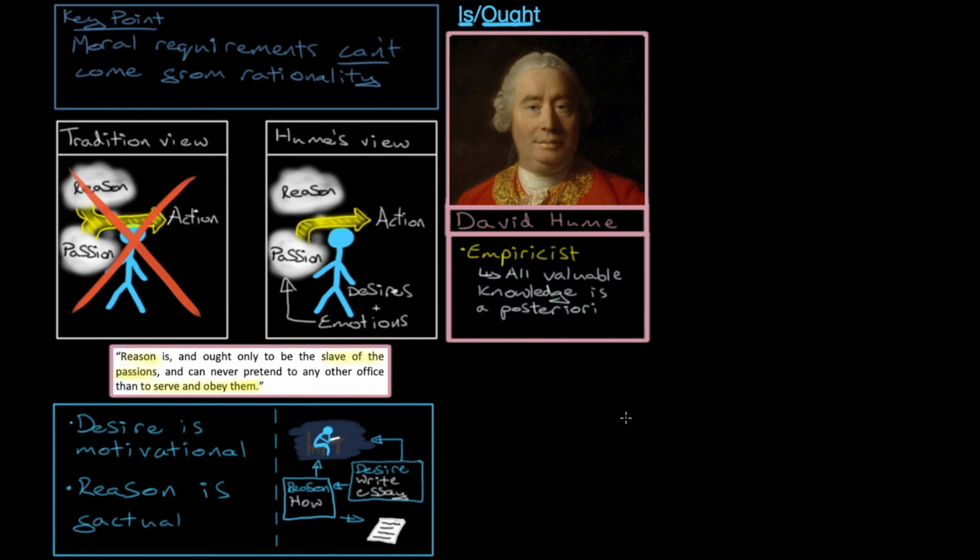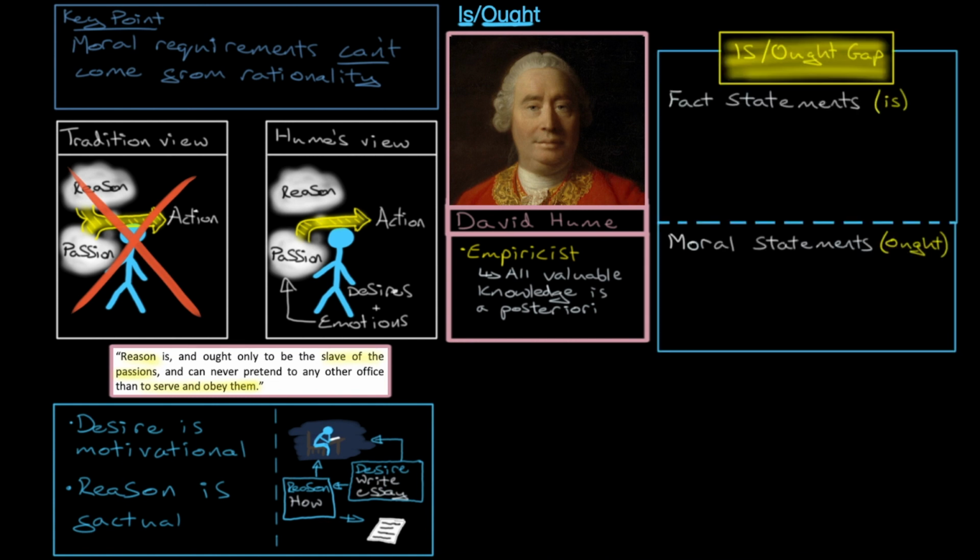Now, turning to the realm of ethics, this is how Hume gets to the is-ought gap. So he says that fact statements, let me give you an example of a fact statement, something like charities exist, or charities need help. I'm just trying to write help correctly. Okay, so that's a fact statement.